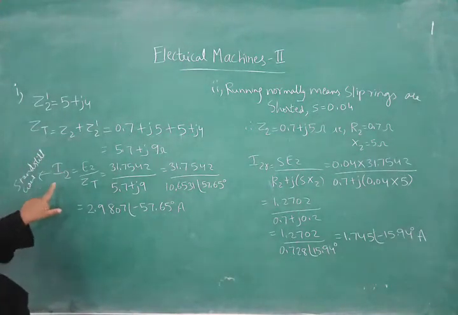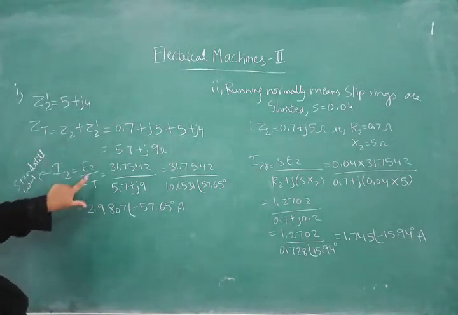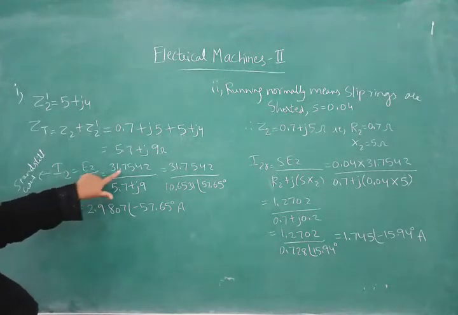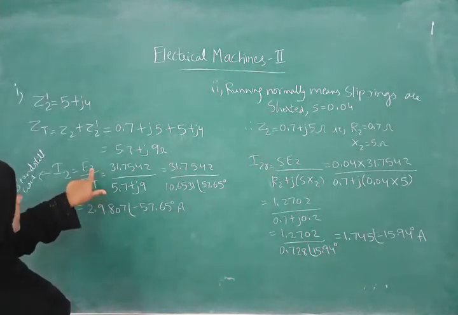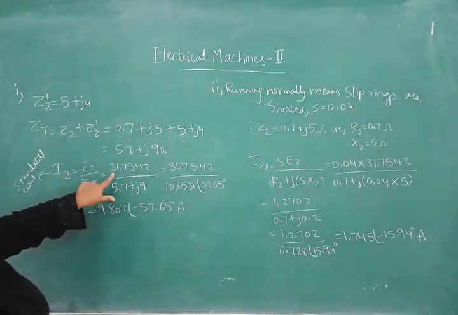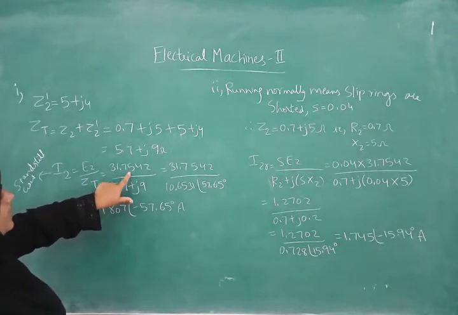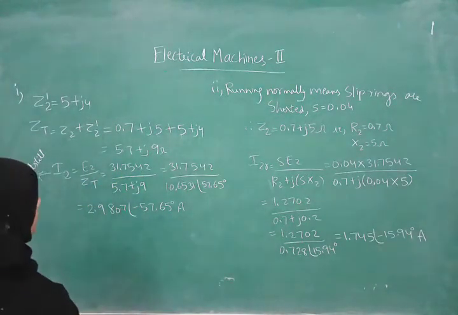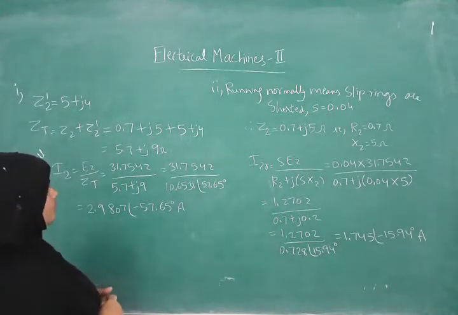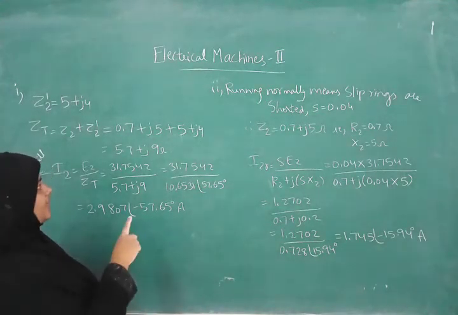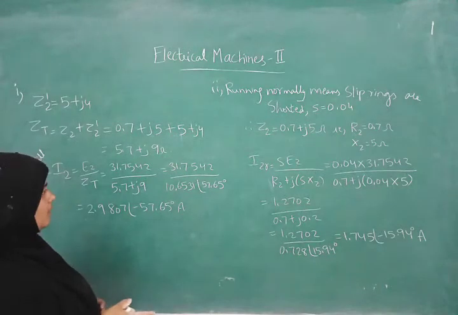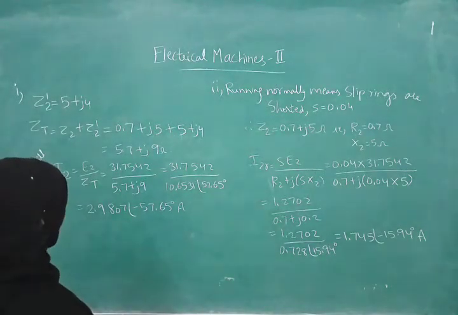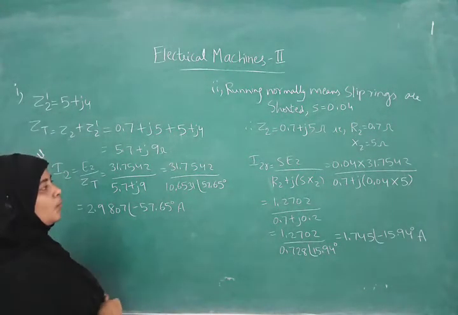Now standstill current I2 is given as E2 by ZT. E2 value we have found out, 31.7542, that is line voltage by root 3. ZT value we have found out, 5.7 plus J9. I have always said that addition and subtraction should be done in rectangular form, and multiplication and division should be done in polar form.